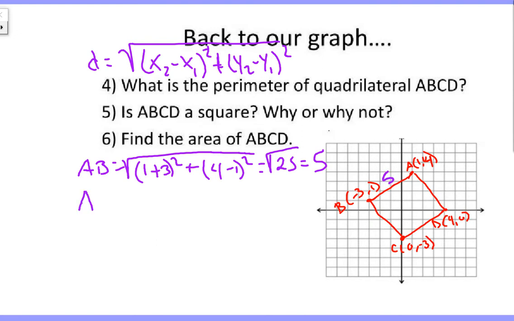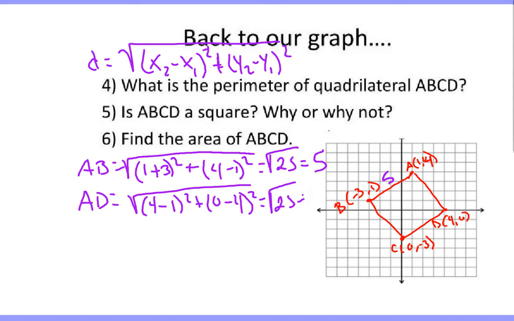What about from A to D? The distance from A to D is the square root of 4 minus 1 squared plus 0 minus 4 squared. So we have 4 minus 1 squared, 3 squared, which is 9. So we have 9. And then again, negative 4 squared is 16. So once again, we're looking at the square root of 25 equals 5.